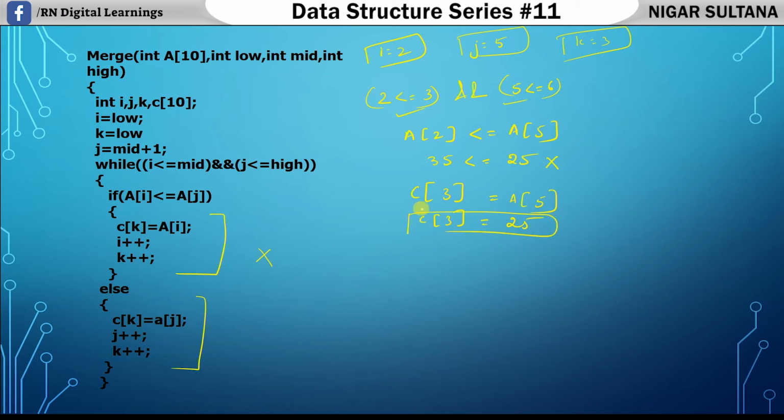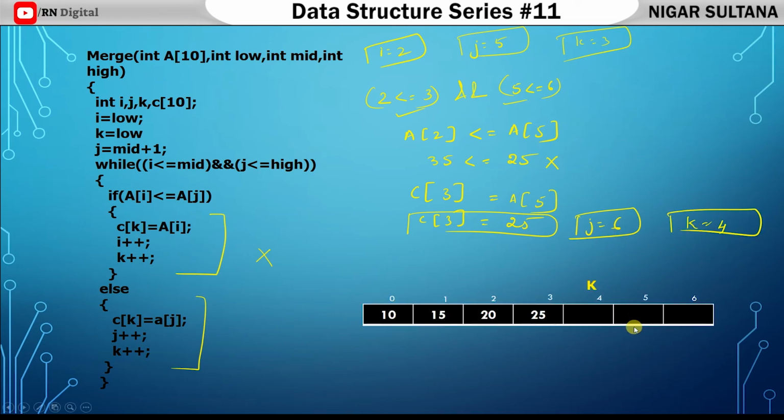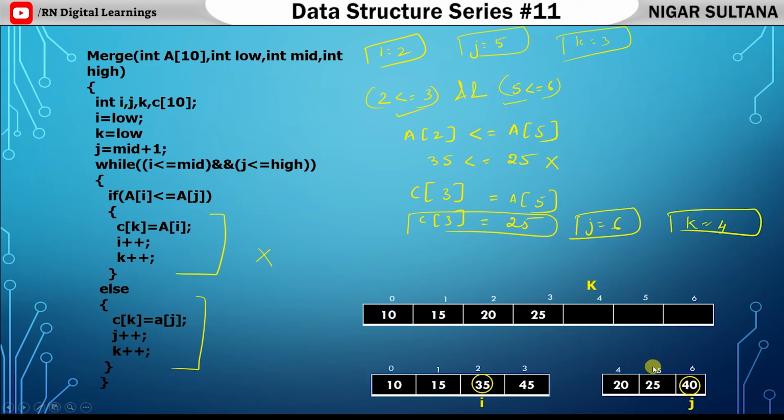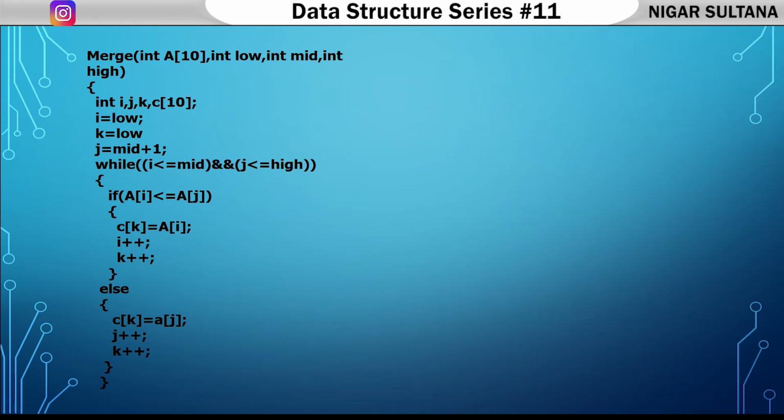Next, increment j and k. J was 5, now it has changed to 6. K has been incremented, earlier it was 3, now it is 4. C of 3 is 25, then j increments from 5 to 6, I will be as it is, k has been incremented by 1. Again run the while loop. I value is 2, j value is equals to 6, k value is equals to 4.